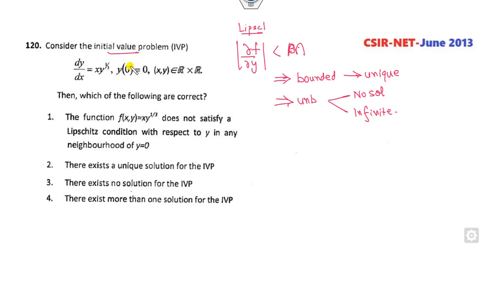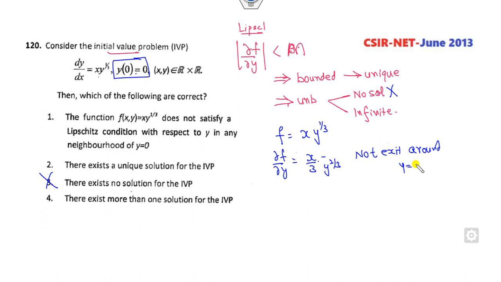But one solution is always given to you, so no solution can never happen. So the third option is cancelled out. If I take f as x, y to the power 1 by 3, what is the partial derivative with respect to y? It is y to the power 2 by 3, which does not exist around y equal to 0, because it goes to infinity. So it does not satisfy the Lipschitz condition about the point y equal to 0, is the correct statement.